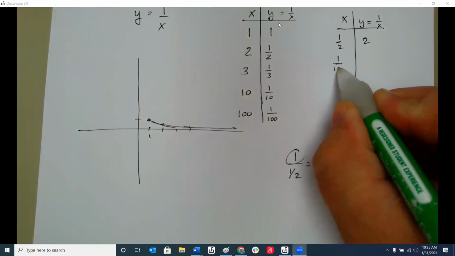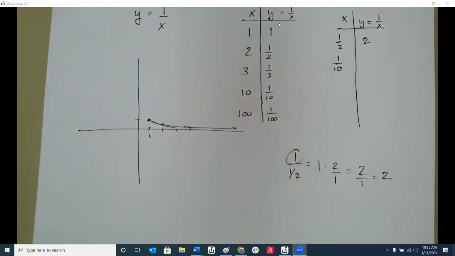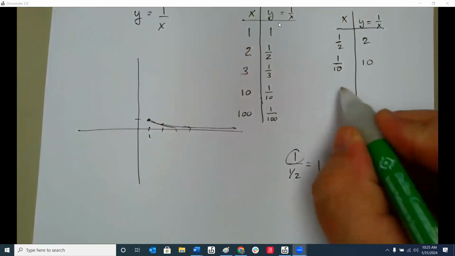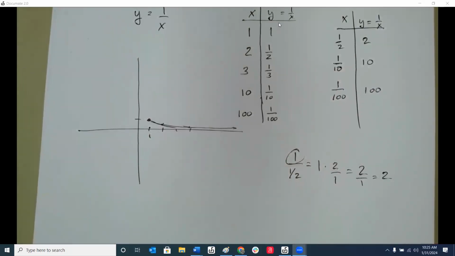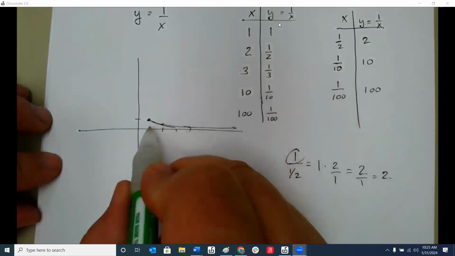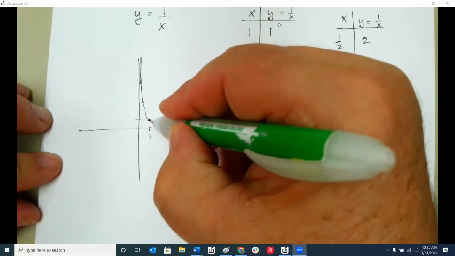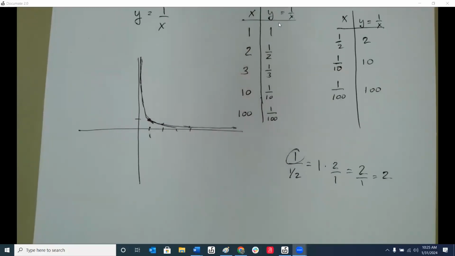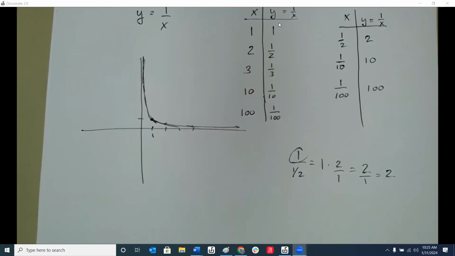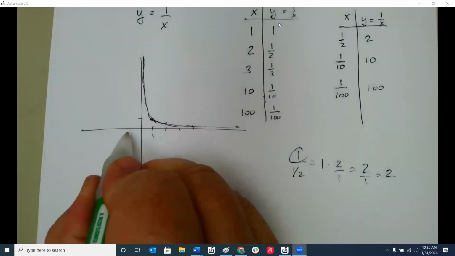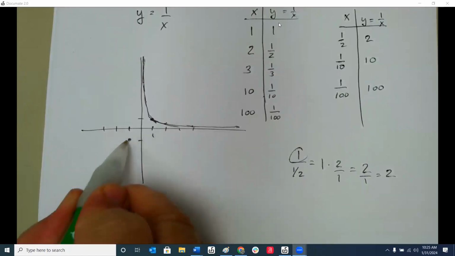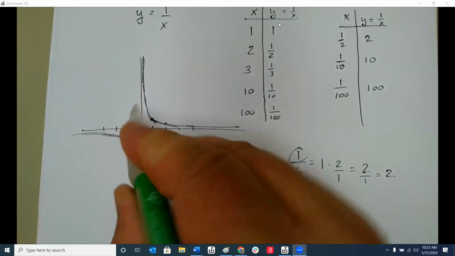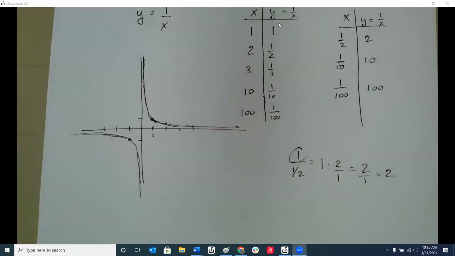What if we had x is 1/10? What's y going to be? 10. X is 1 over 100? Yeah, you just flip it. So the closer we get to 0 on the x, the higher it goes. So that's what that graph looks like so far. When x is -1, the answer is -1. And -10 is -1/10. And it's just there. That's the graph of that function.